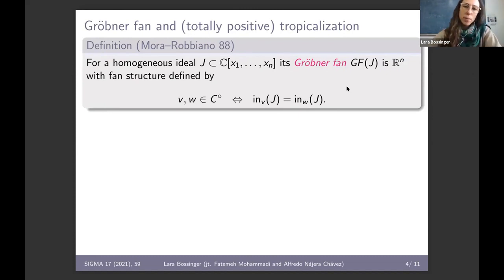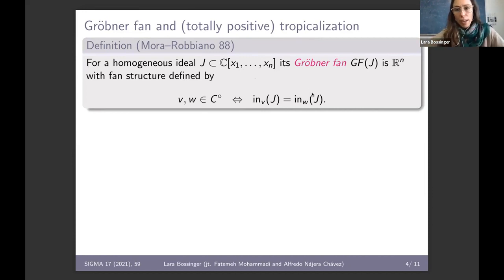And its Gröbner fan is going to be a complete fan in R to the n, whose fan structure is induced by taking initial ideals. So if I take two elements in R to the n, I will think of them as being weight vectors, putting weights on my variables in the polynomial ring, and taking the initial form of a polynomial is exactly forgetting about all the terms in this form that are not of minimal weight. And the initial ideal is then generated by all these initial forms.